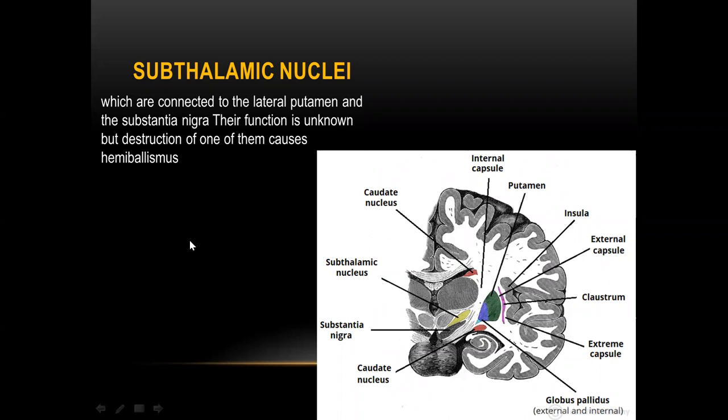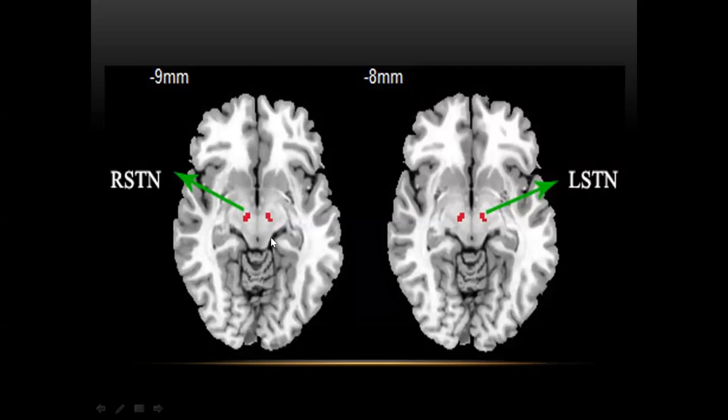Subthalamic nuclei. These are located below the thalamus in a coronal section. Below it is located the substantia nigra, and above it is the thalamus. It is connected laterally to the putamen and inferiorly to the substantia nigra. Its function is unknown, but destruction of one of them causes hemiballismus. Hemiballismus means involuntary movement of one side of the body if one is destroyed. This movement usually occurs in the proximal part of the limbs, so you can differentiate it from other abnormal movements like chorea, which occurs in the distal parts.